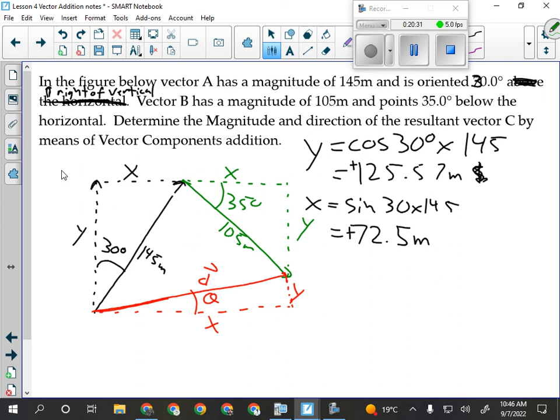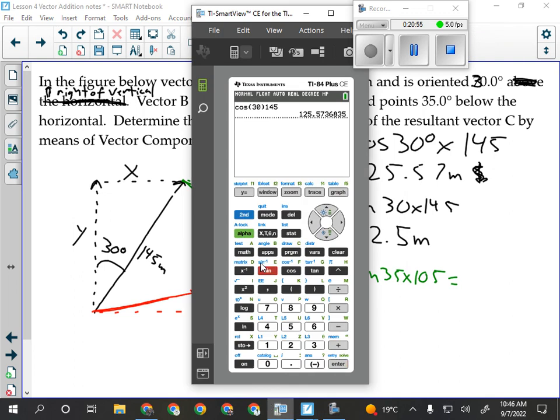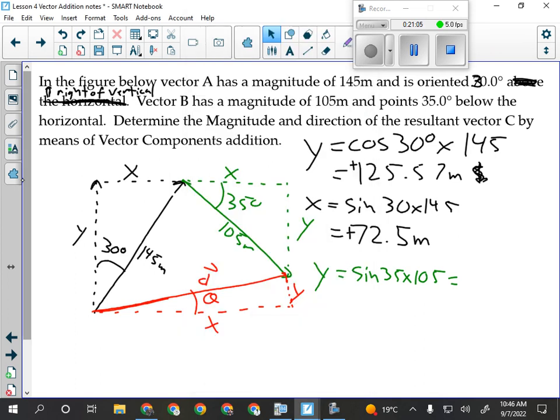Horizontal and vertical components of my first vector. Do I need to do the same thing with my second vector? Yes. Okay. So, green y. Is green y opposite or adjacent to the 35 degree angle? Opposite. All right, so I'm going to go sine of 35 times 105, the hypotenuse. All right, so that's 60.23.